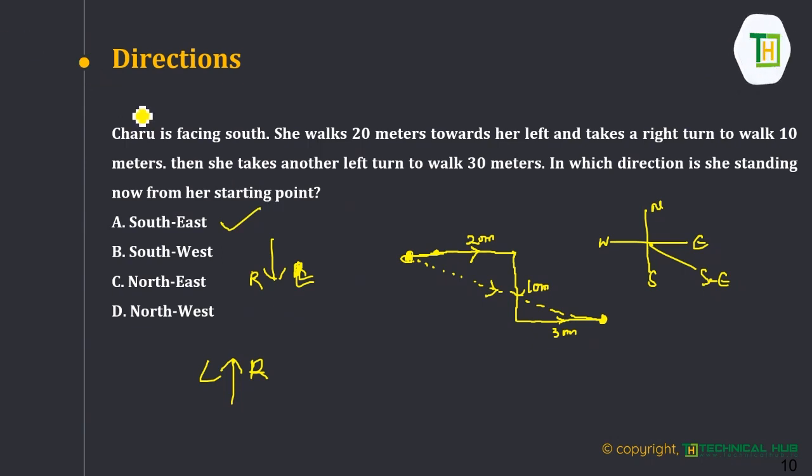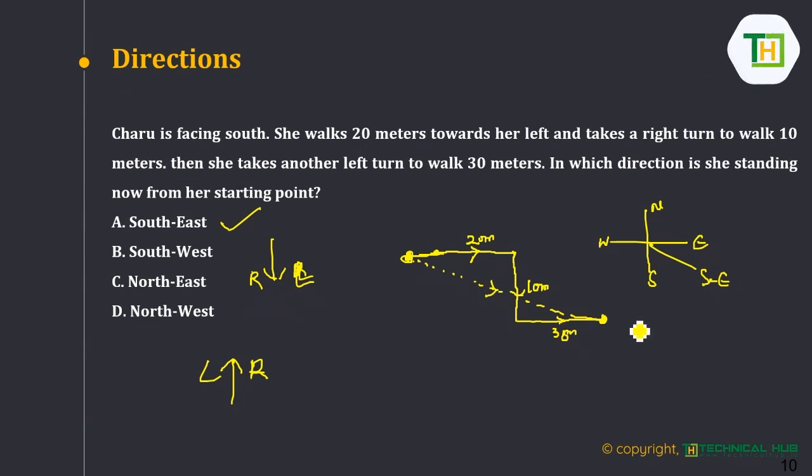Once again, Charu is facing south. Facing south means this is that person's right hand and this is the left hand. She walks 20 meters towards her left, which means moving east, 20 meters towards east. And a right turn means again walking south, 10 meters. Then she takes another left turn, which is also south direction, so left turn means towards east. So moving 30 meters towards east.